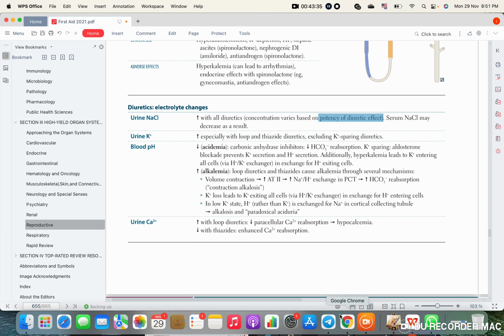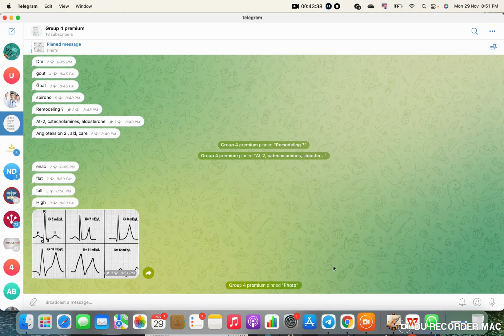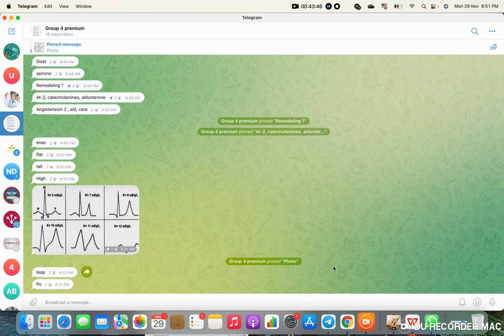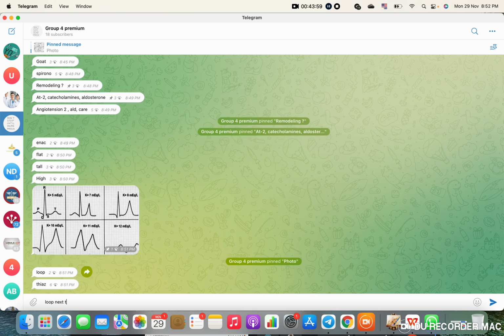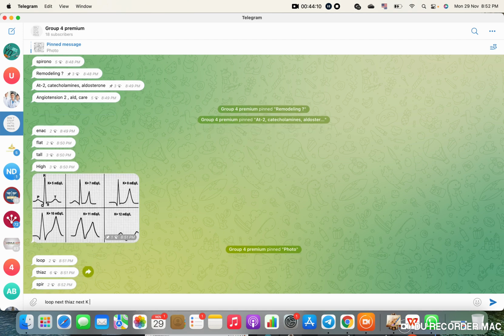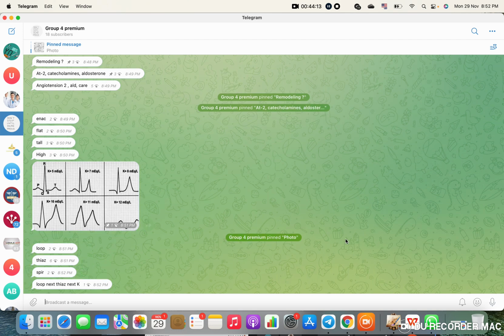Let me give you the following diuretics. You will tell me which one of them is the strongest. Loop diuretic, thiazide, potassium sparing diuretic. Which one is the strongest? Okay, loop is the strongest. What is next? So loop is the strongest. What is the next strongest? Thiazide. Okay, what is the weakest? Potassium sparing. Okay, so that's by the strength.